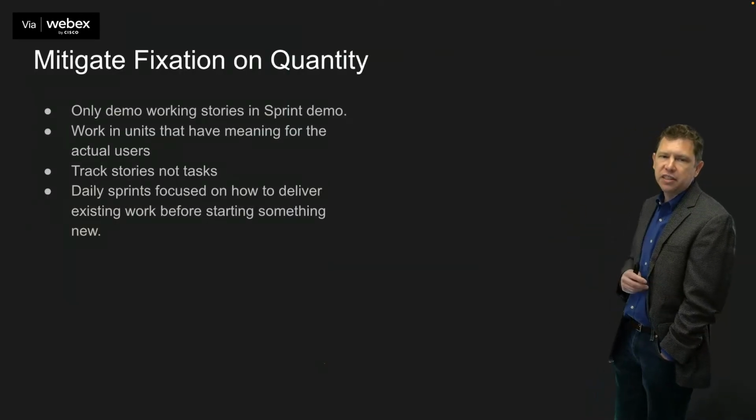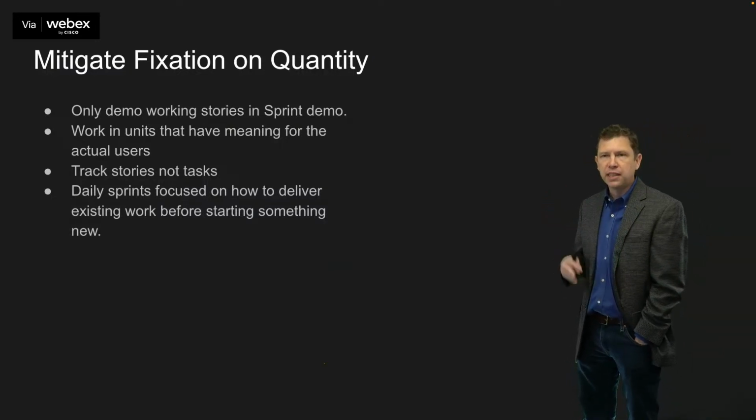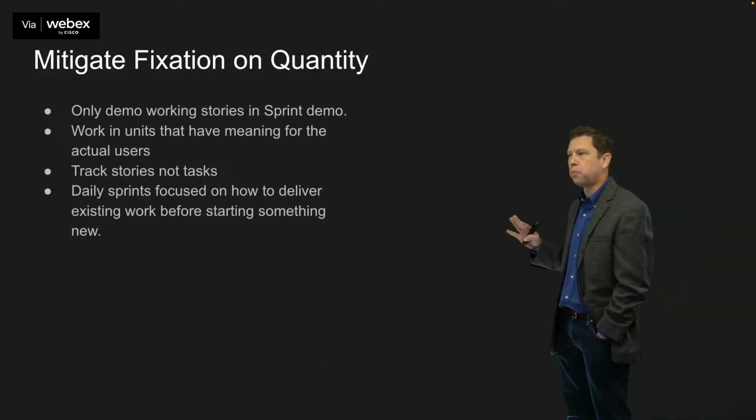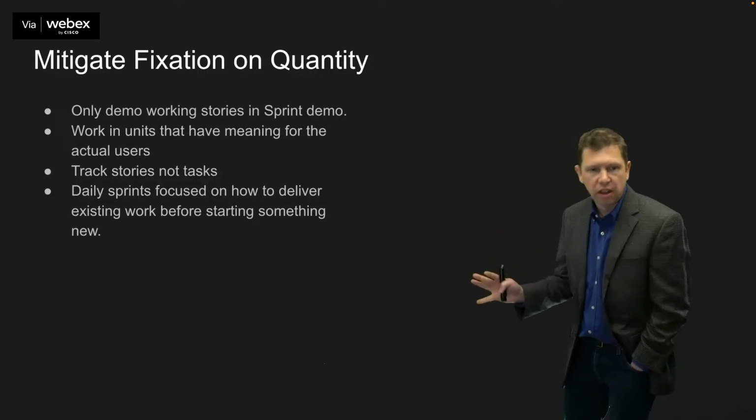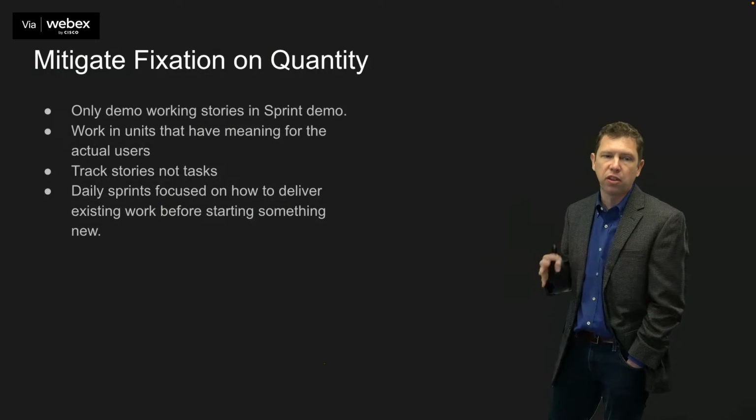So, ways to mitigate fixation on quantity. Only demo working stories in a sprint demo. That's one thing you can do to help make sure that you're pushing your team toward focusing on the quality and the value of what's being produced rather than the quantity.